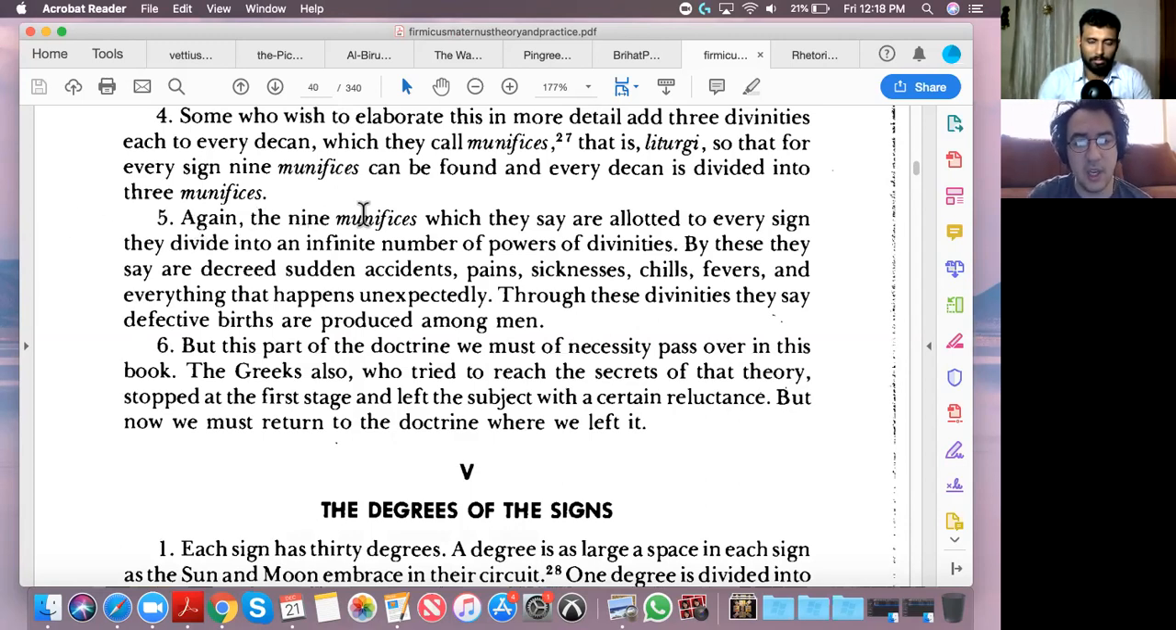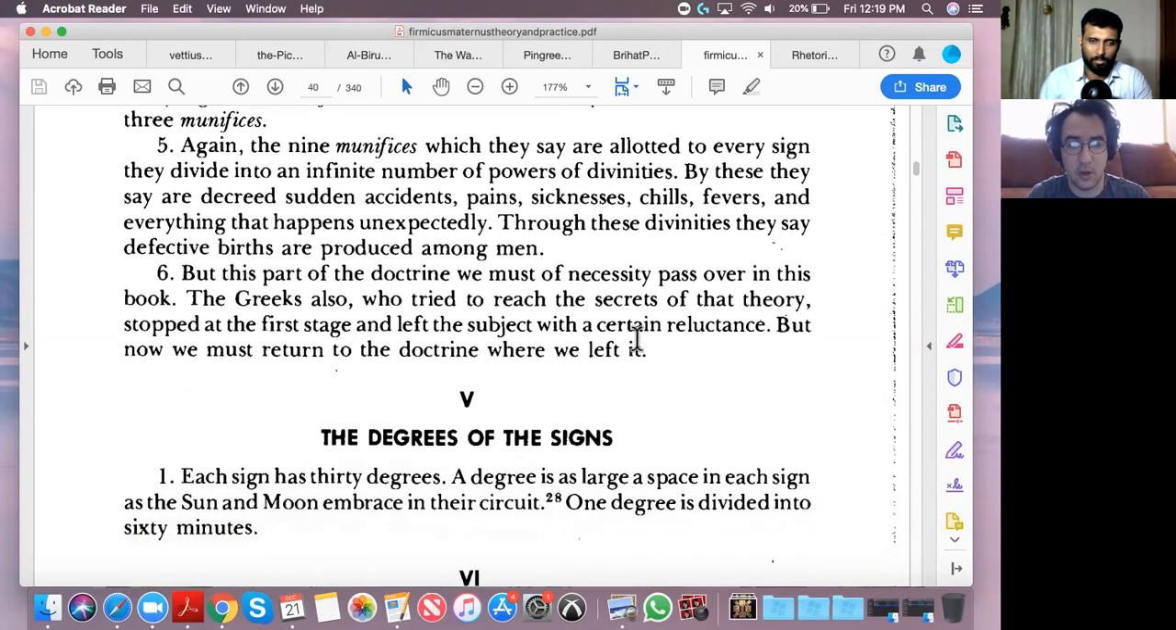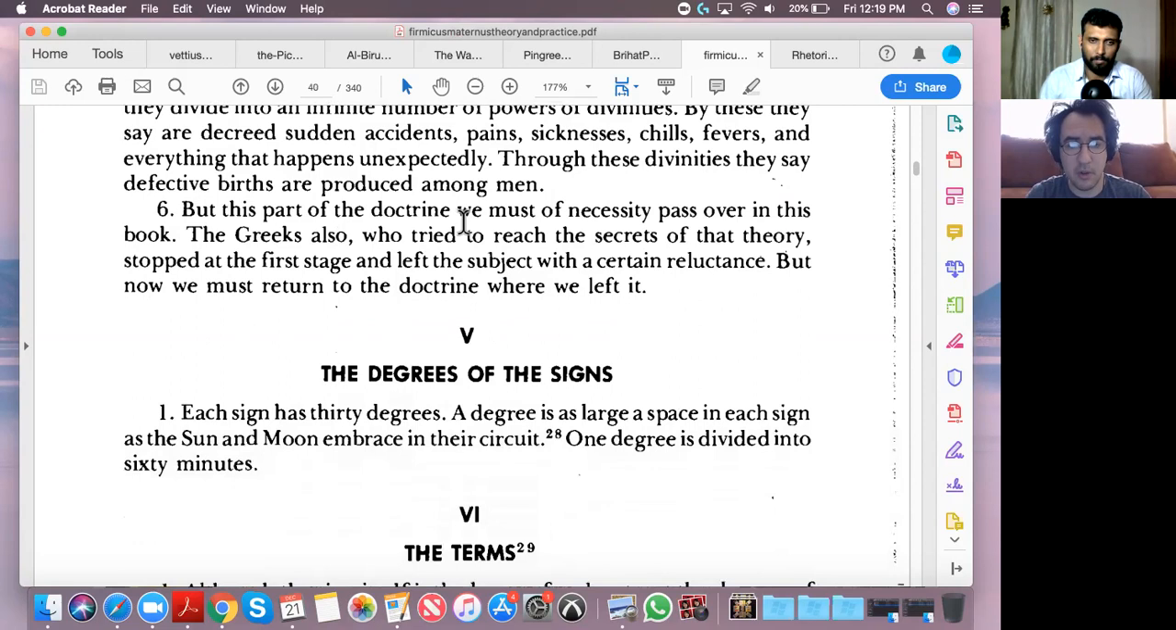Reading on, he says, again, the 9 munifices, which they say are allotted to every sign, they divide into an infinite number of powers of divinities. By these, they say, are decreed sudden accidents, pain, sicknesses, chills, fevers, and everything that happens unexpectedly. Through these divinities, they say defective births are produced among men. But this part of the doctrine we must of necessity pass over in this book. The Greeks also, who tried to reach the secrets of that theory, stopped at the first stage and left the subject with a certain reluctance. But now we must return to the doctrine where we left it.